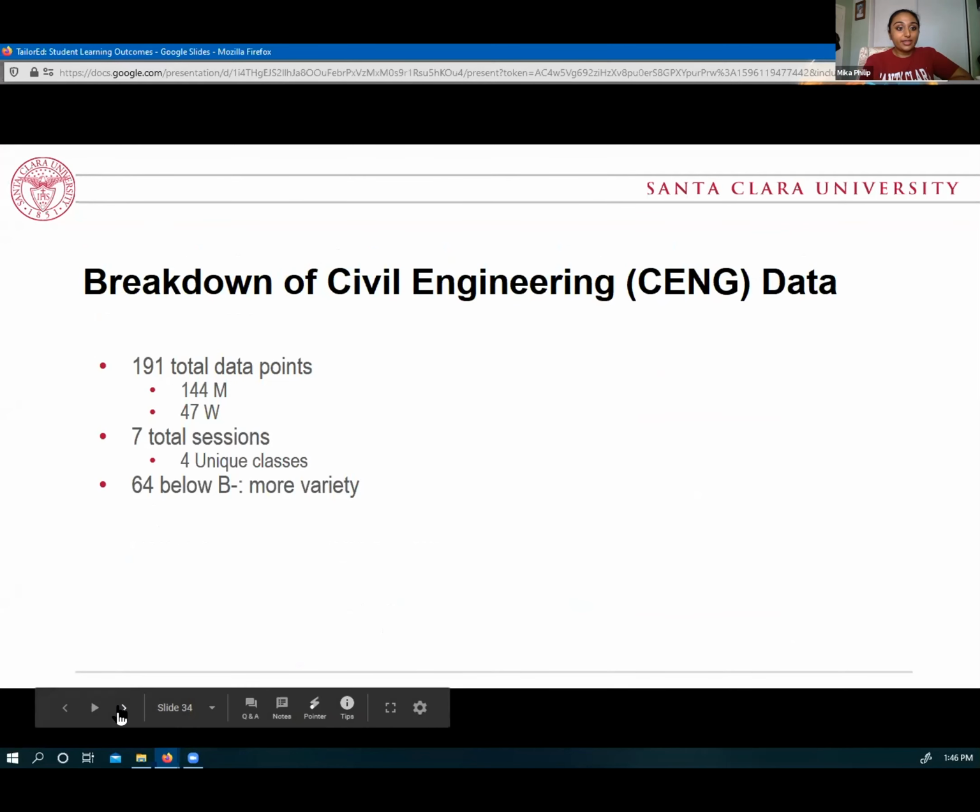Next slide. We also looked at civil engineering, which has the second highest data point count, 191 data points. Unfortunately, as is known in the engineering world, there are many more men in it than women. Also, there were only 7 total sessions. But a unique thing is that there were a lot more grades below B minus. So we may have more data variety in GPA, and we'll see how that affects the model.